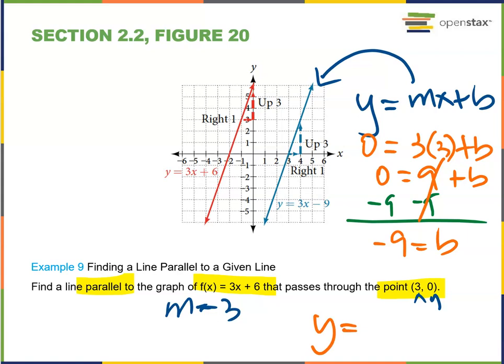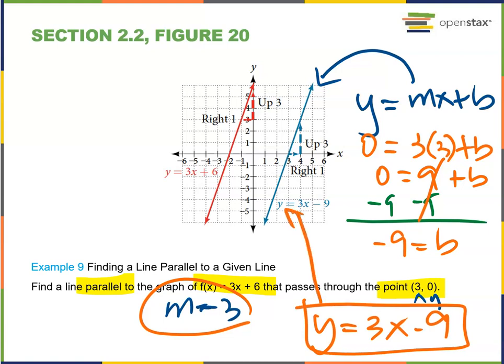So that's why the equation of the line that is parallel to 3x plus 6 is going to be y equals, same slope since they are parallel, 3x, and your y-intercept is at negative 9. So that's how you get the equation.